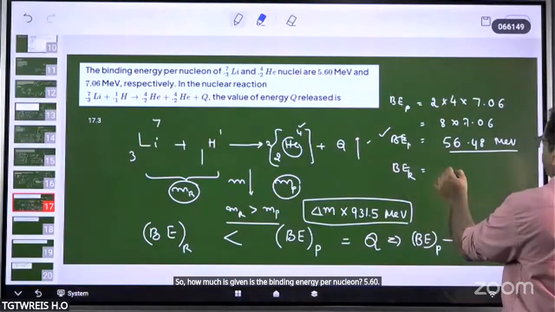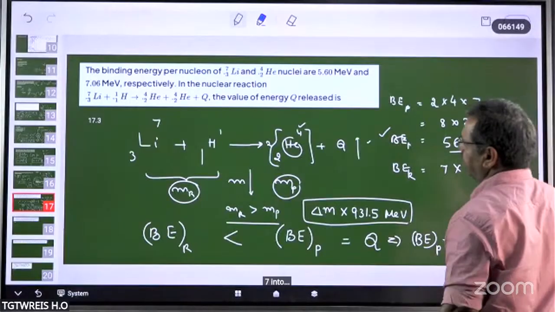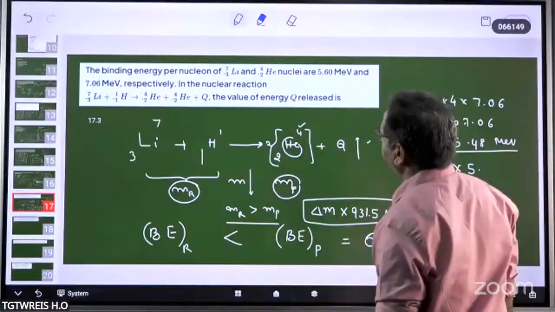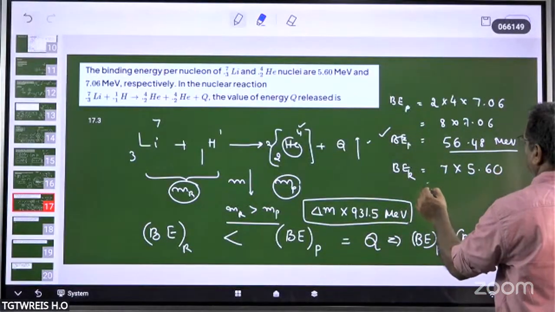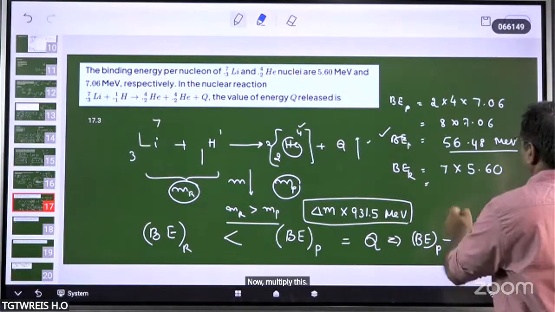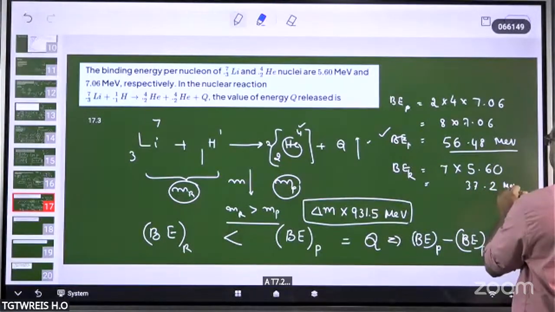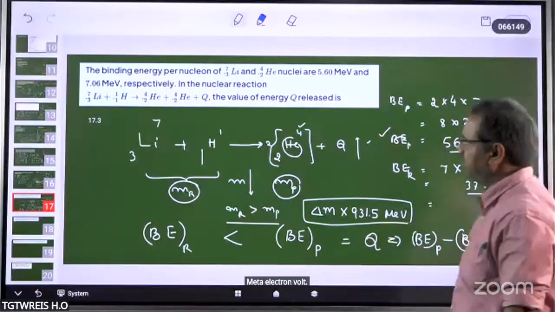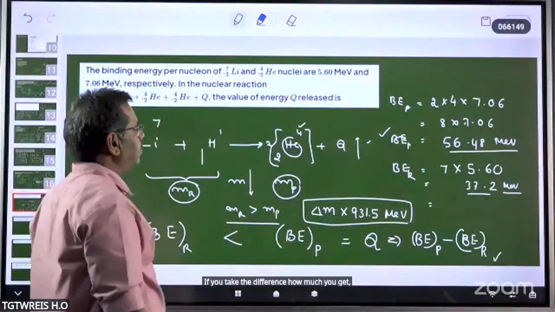So how much is given as its binding energy per nucleon? 5.60. 7 into 5.60. Now multiply this, it is 37.2 mega electron volt. Now take the difference. If you take the difference, how much do you get?